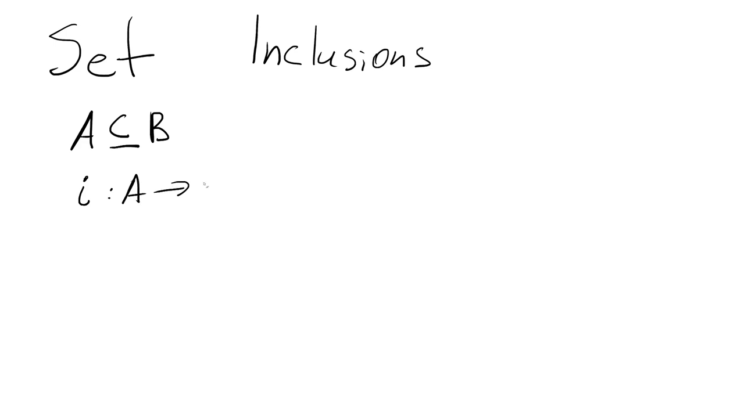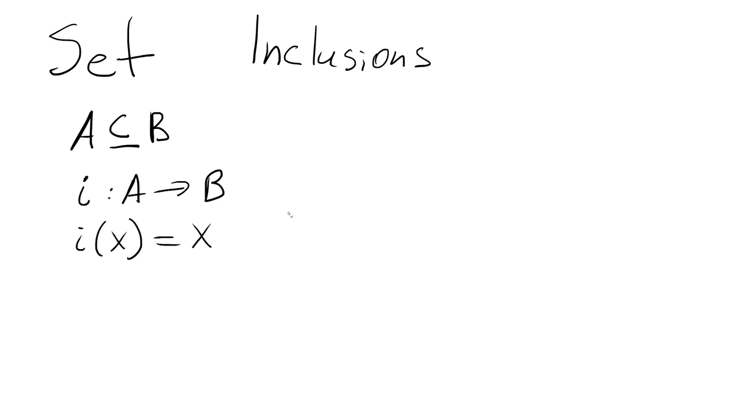there exist morphisms called inclusions. If we have two sets, A and B, and one is a subset of the other, then we can form a function I from A to B, which is defined by the equation I of x equals x.